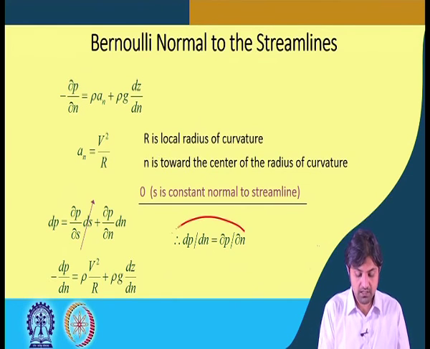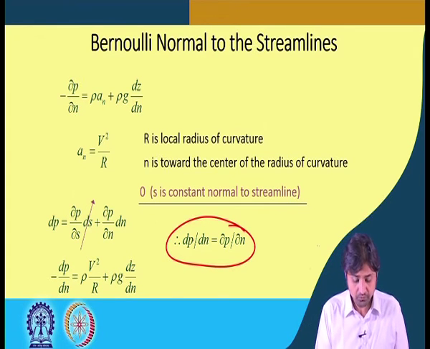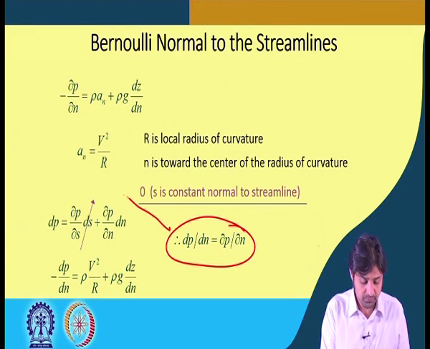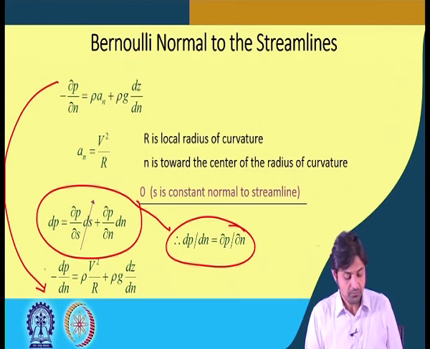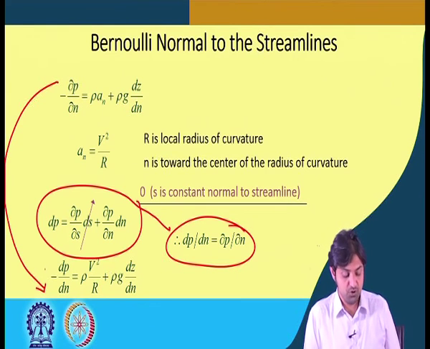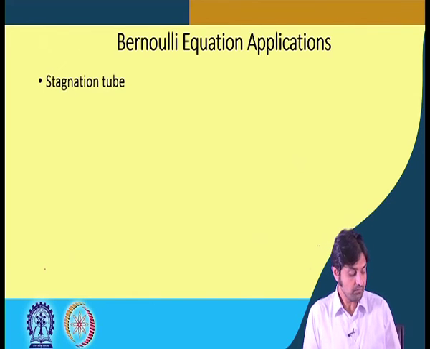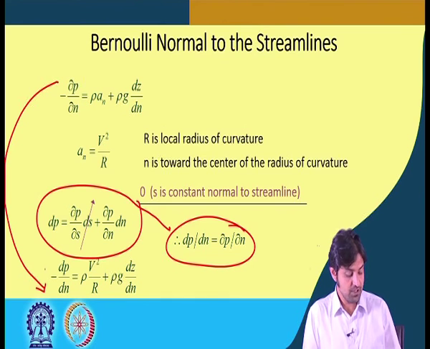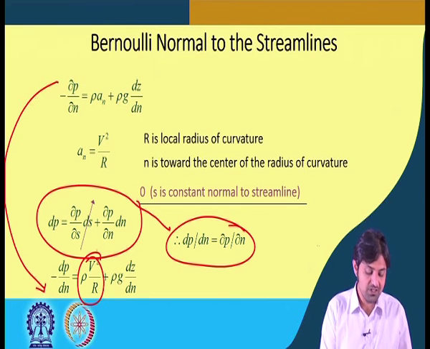Because we can write delta P delta N is equal to, and we obtained this from this. So this equation becomes this. The same procedure, no changes whatsoever. So this is the equation. We are not going into too much detail about this, but this is how you can have the Bernoulli equation normal to the streamline. So you see, when you integrate this, this will have a different consequence.